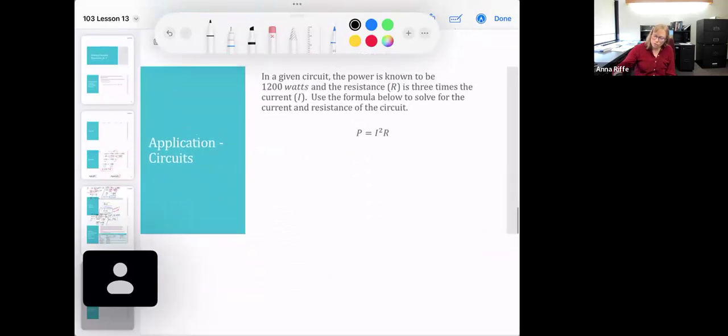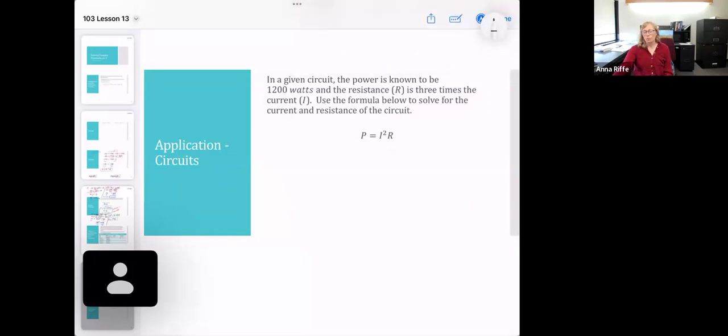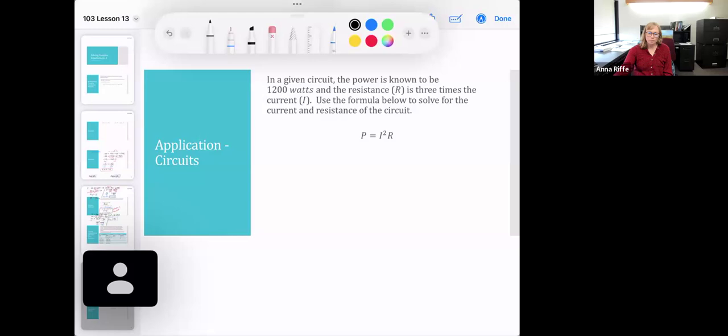For the first one, let's do one about circuits. Why not? All right. In a given circuit, the power is known to be 1200 watts and the resistance is 3 times the current. We want to use the formula below to solve for the current and resistance of the circuit. This one is actually really similar to stuff that we did last time. But it's a lot harder to guess and check than the above one.